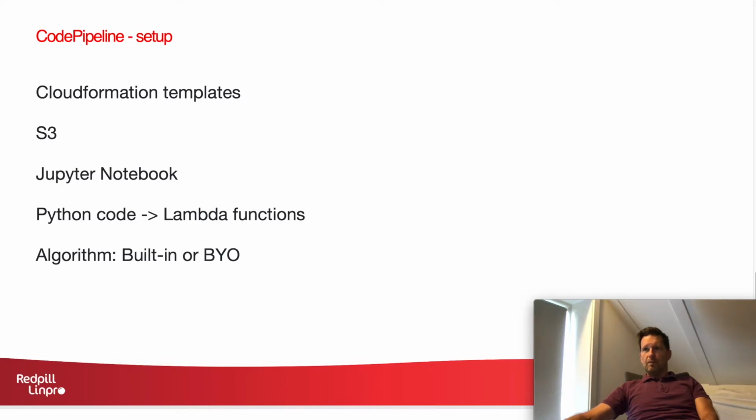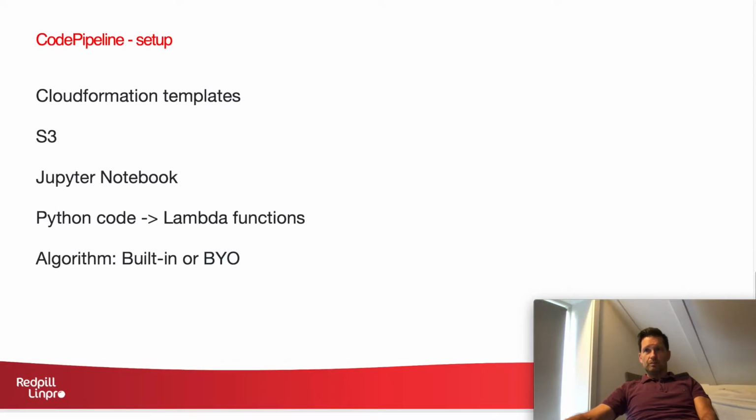So what is happening behind the scenes here that you do not see? We have everything built from CloudFormation templates. CloudFormation is AWS infrastructure as code. We are using S3 to store everything that needs storing: artifacts, Python code, notebook, etc. This would probably in real life be a code repository like CodeCommit, GitHub, or something like that.